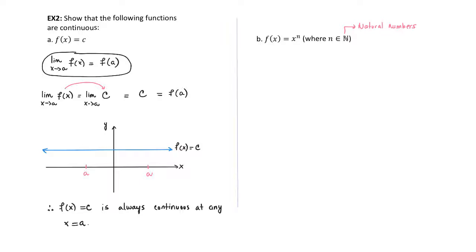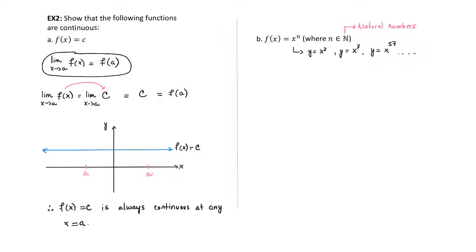So is this function, and you can imagine so many functions. You can have y equals x squared, y equals x to the third, y equals x to the 57, you name it. Are those functions continuous? And if they are, where are they continuous? So I know what I have to do.